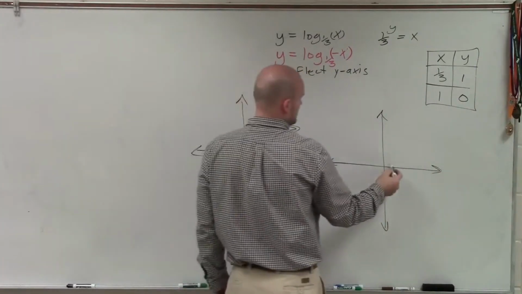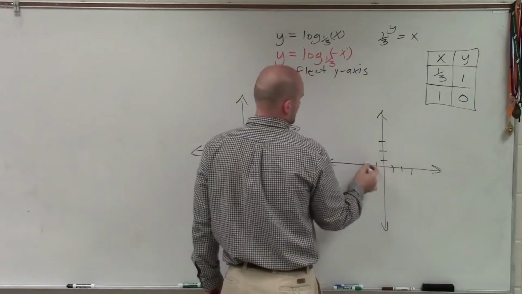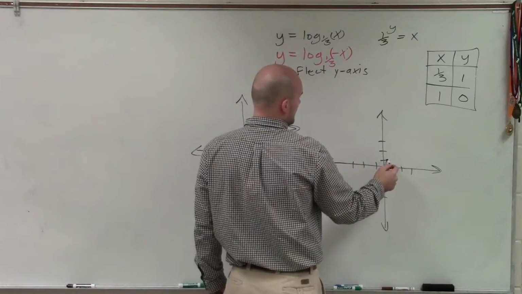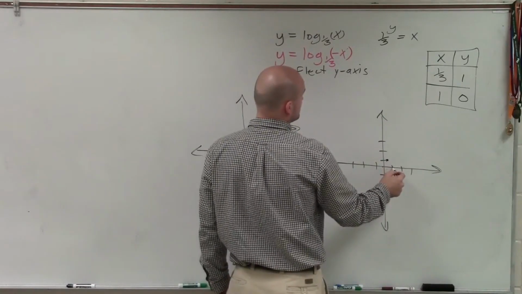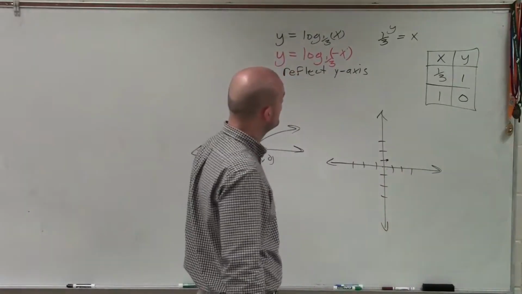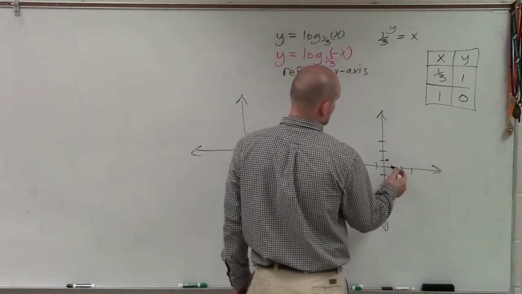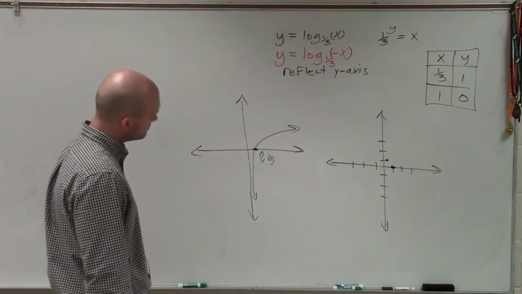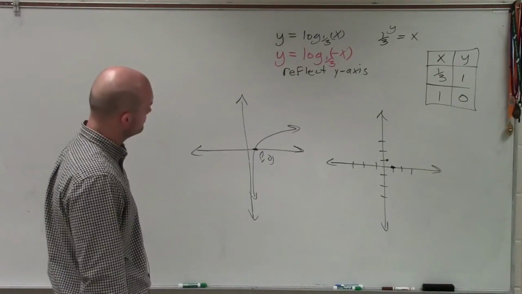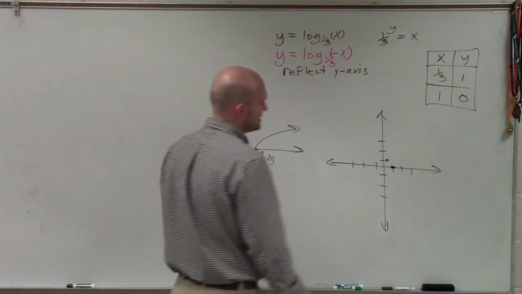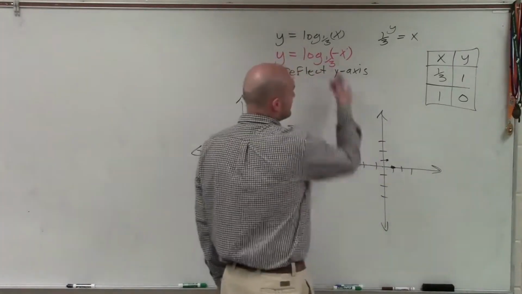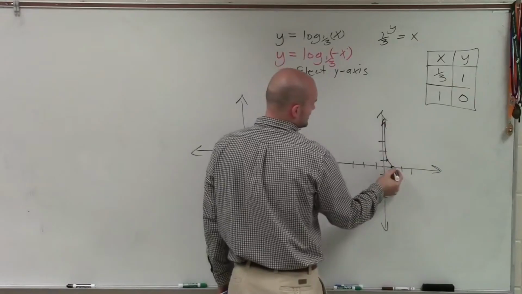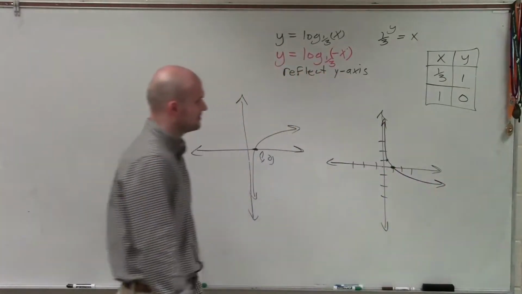So I graph the point 1/3, up 1, and then I graph 1, 0. Then you can see that this graph is going to take a form looking like this, right?